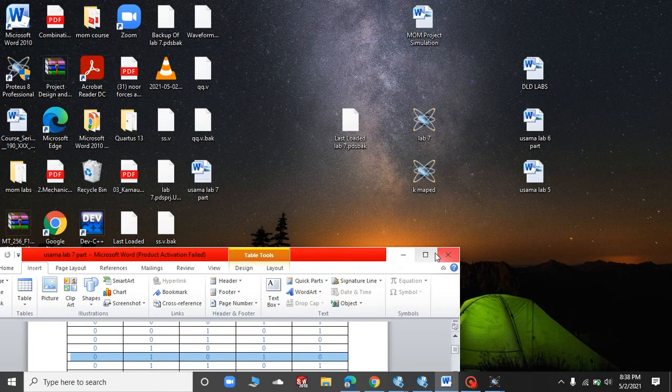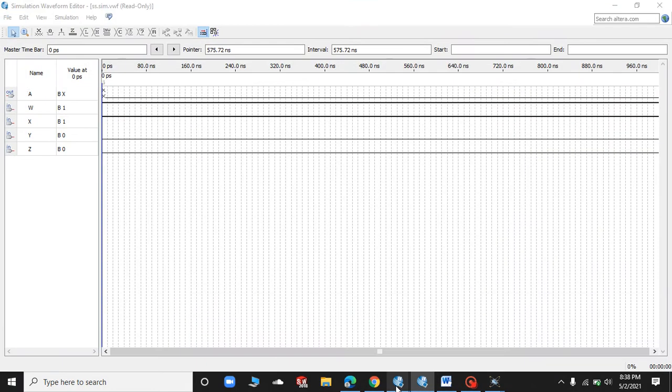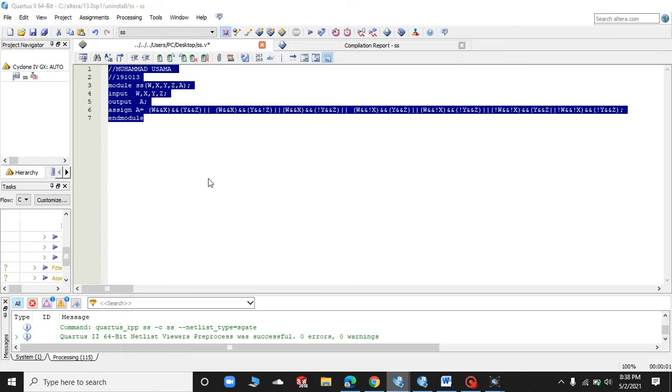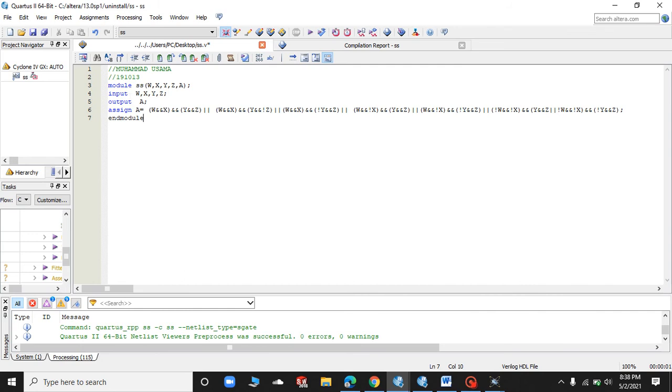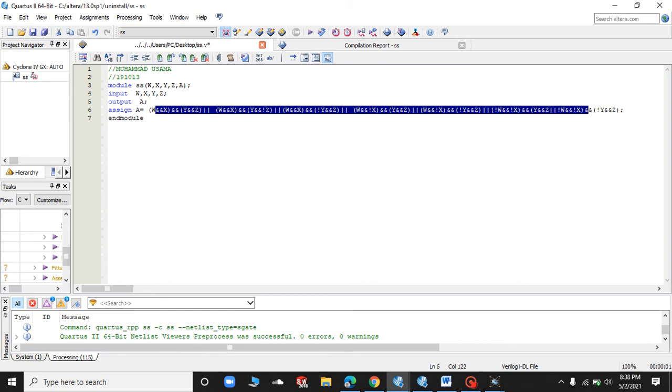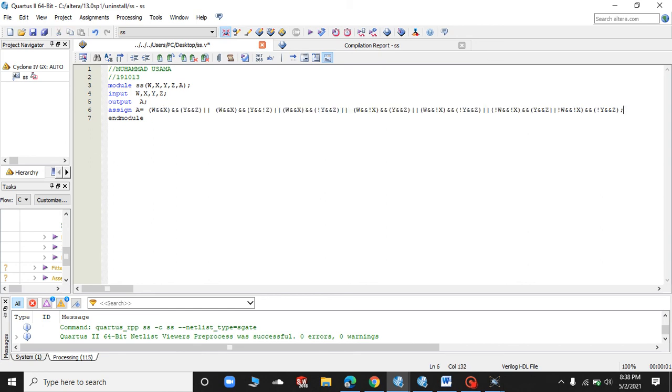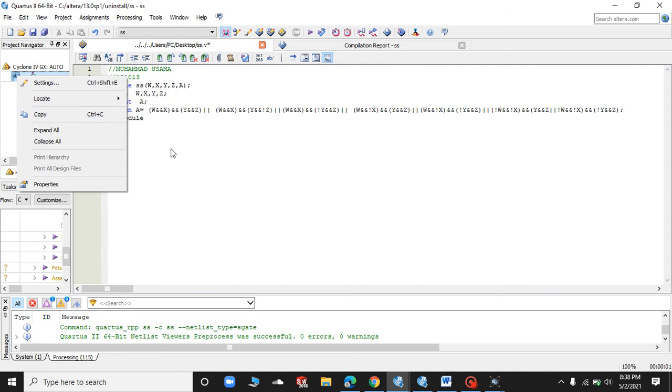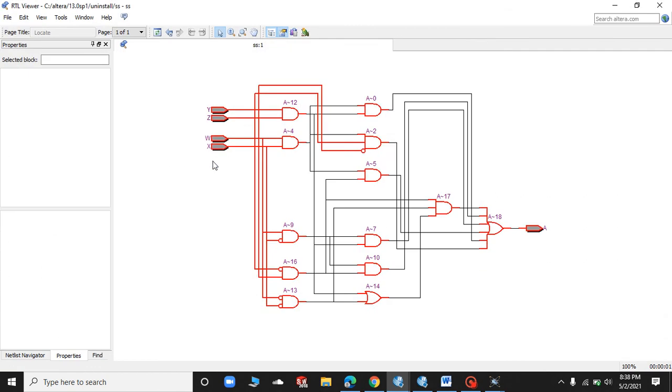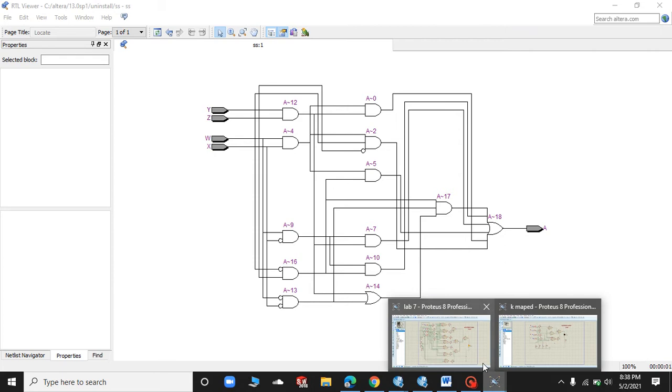As far as the Verilog implementation is concerned, I have implemented these circuits over here. I have W, X, Y, Z and A in the module. The inputs are these 4 and this output, the expression is written over here, and I have ended the module. When I locate it in the RTL viewer, I can see that the circuit which I made in Proteus and this circuit are pretty much similar.